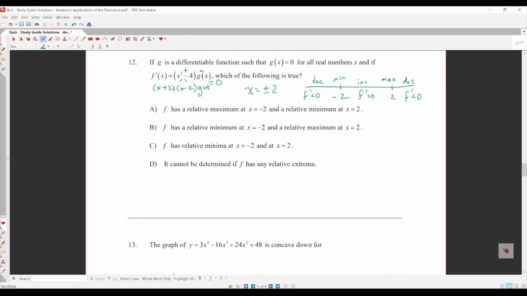So does f have a relative maximum at x equals -2? No, it does not. Does it have a relative minimum at x equals -2? Check. Does it have a relative maximum at x equals 2? Check. Seems like B is the answer. Let's just see here. f has a relative minima at -2, yes, but not +2. And it cannot be determined if f has any relative extrema. That is false. So B is the answer for number 12.